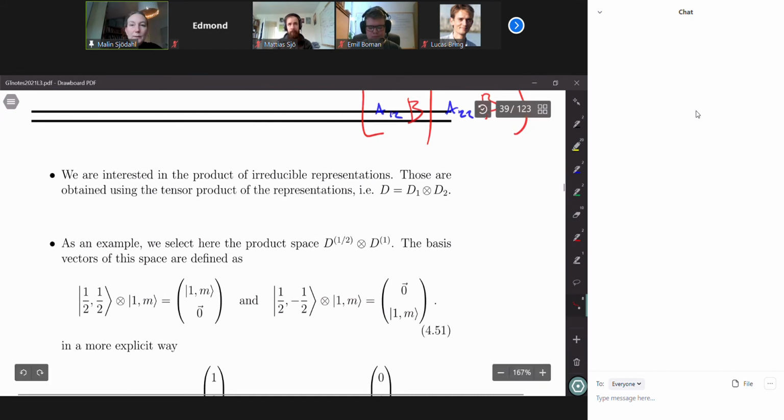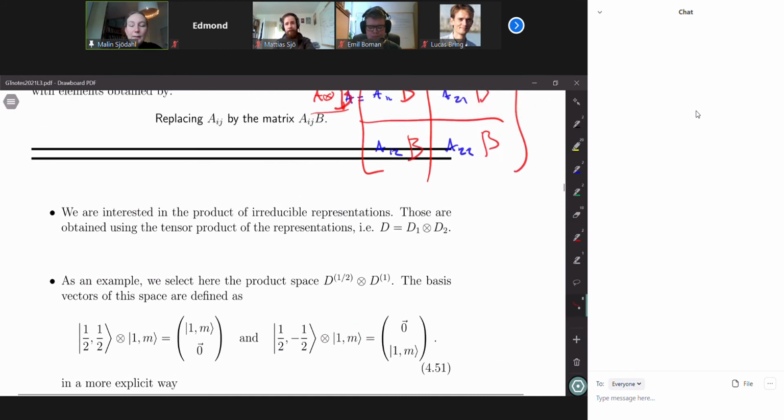So we will go through this by considering an explicit example, and I think that once you have seen this example, it will be pretty clear how to generalize it. So we will consider the direct product space of a spin 1/2 and the spin 1 representation. And we start with the basis vectors of this space. Now, actually, the basis vectors are also obtained in this form here. It's just that the matrices A and B are columns only.